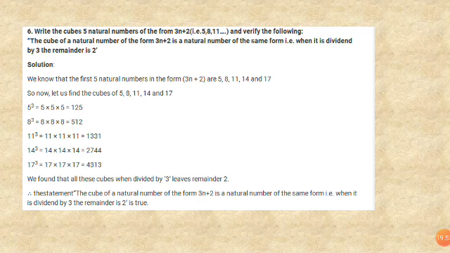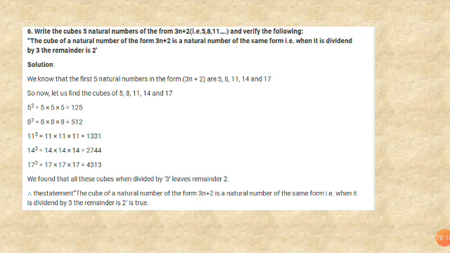So we know the first 5 natural numbers. What are natural numbers? We already know that 1, 2, 3, 4 and so on are called the natural numbers. The numbers of the form 3n plus 2 are 5, 8, 11, 14 and 17.